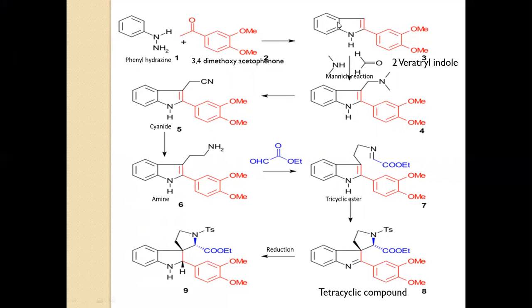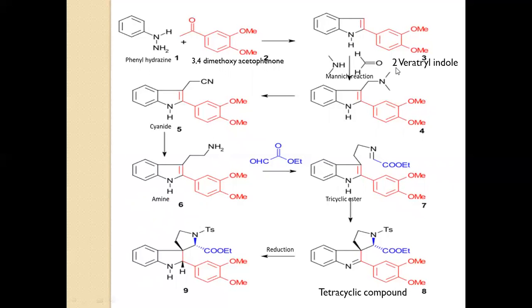Thus, the indole nucleus is formed. As I have already mentioned, a benzene ring attached to a 5-membered heterocyclic ring is called the indole nucleus. So here the indole is formed. This first step is called the Fischer indole synthesis. So the indole nucleus is formed.